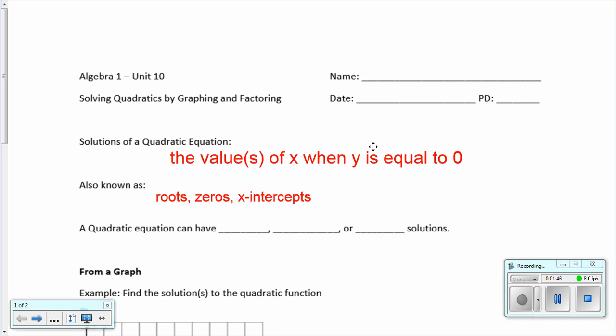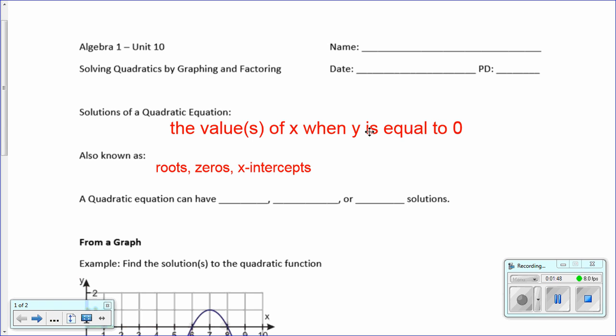Again, we already talked about this stuff. A quadratic equation can have 1, 2, or 0 solutions. Just to be aware of, when you work it out, you could have 2 answers, you could have 1 answer, you could have no answer. So you got to keep an open mind about it.